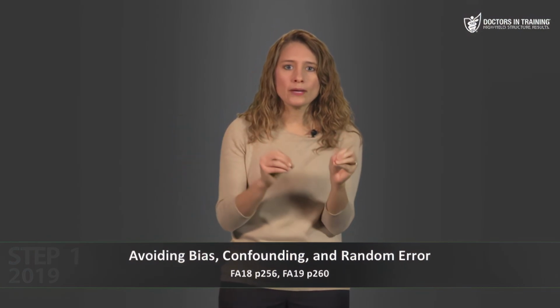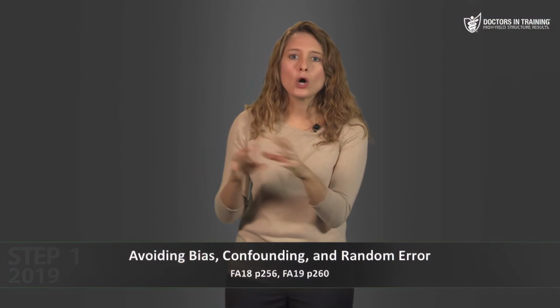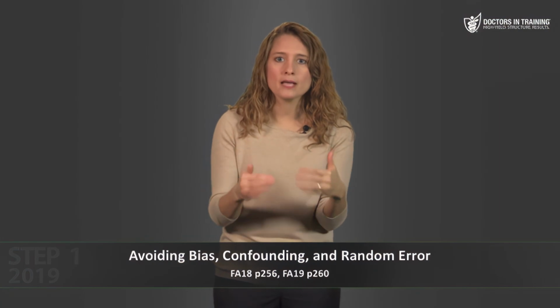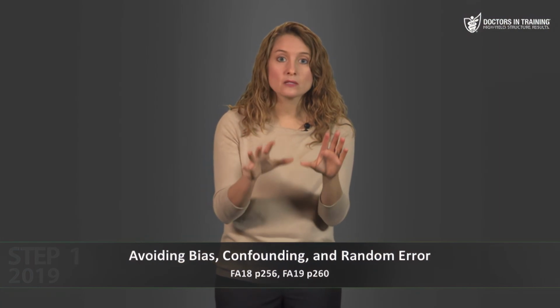Well, these words, randomized, double-blinded, and controlled, are all used to describe the ways that a study can be designed to reduce bias and confounding. So let's talk about these methods for a moment.